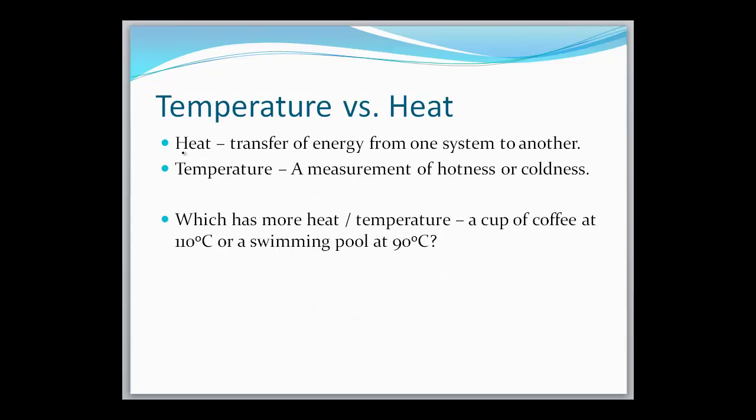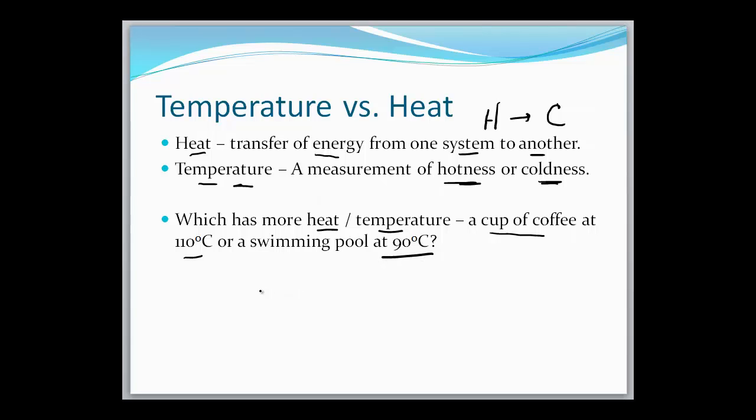Okay, let's just review our concepts of heat and temperature, the difference between the two. As we said in a previous podcast, heat is the transfer of energy from one system to another. And we always go from hot to cold, never cold to hot. That will be important as we talk about physical systems and chemical systems. And as we've said a number of times now, temperature is that measurement of hotness and coldness. So the question becomes, which has more heat and more temperature? A cup of coffee at 110 degrees Celsius or a swimming pool at 90 degrees Celsius?